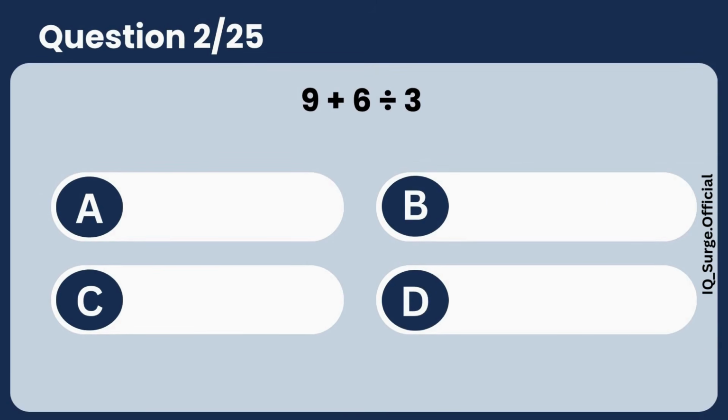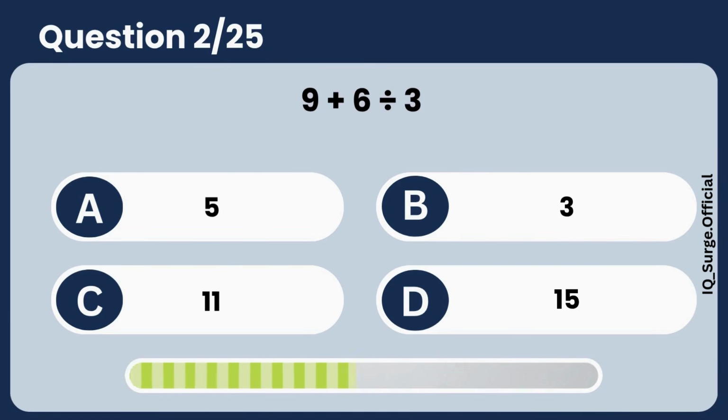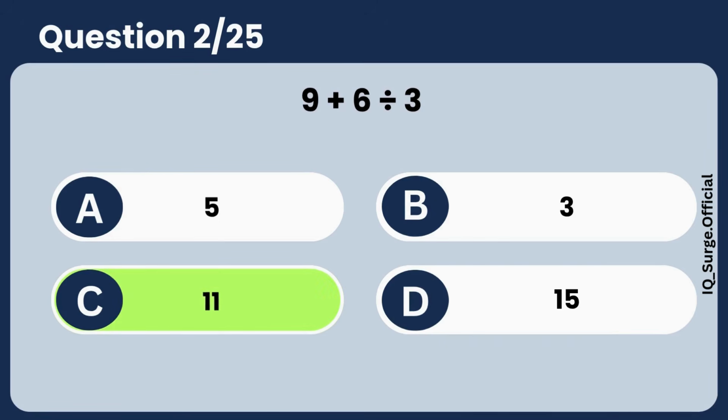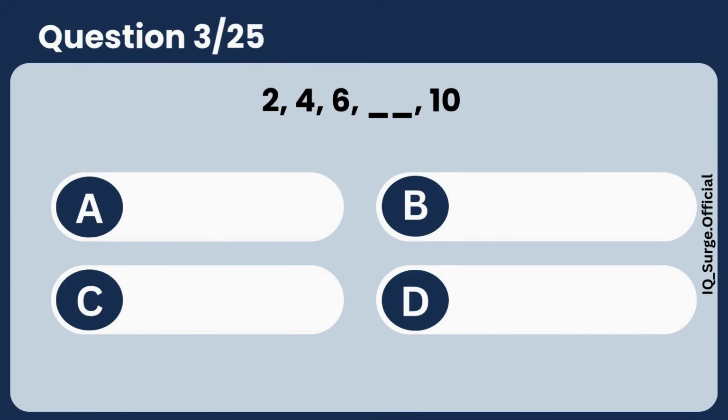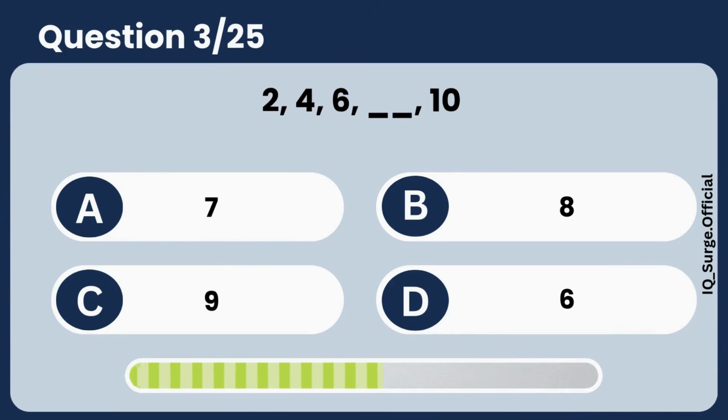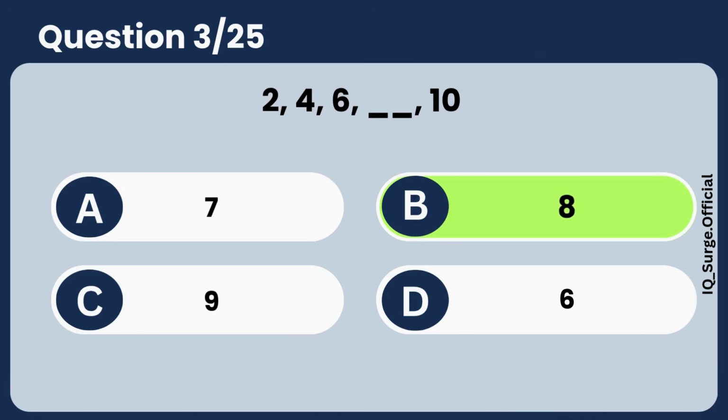Solve this. Yes, it's 11. Did you get it? Which number is missing? Of course, it's 8.